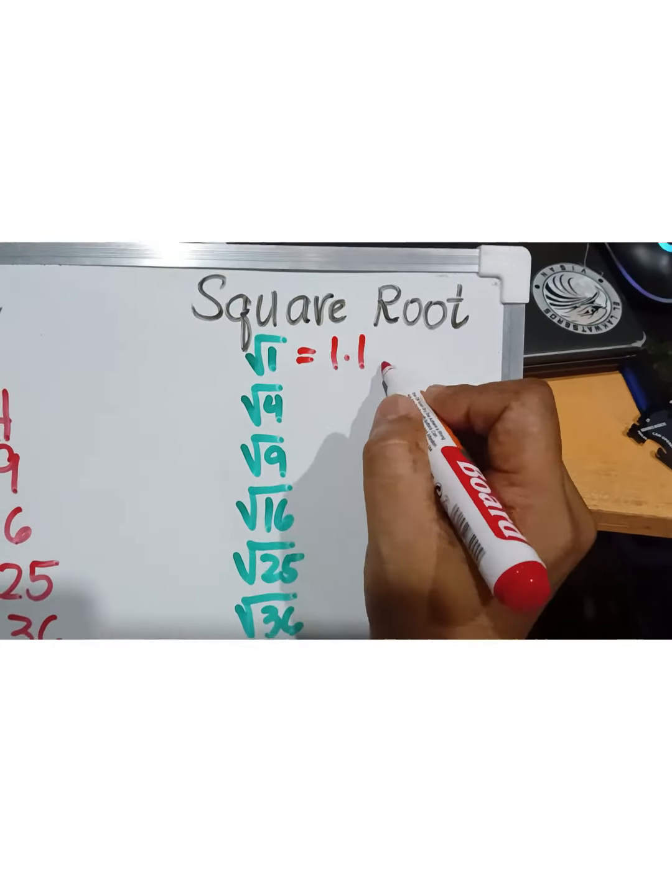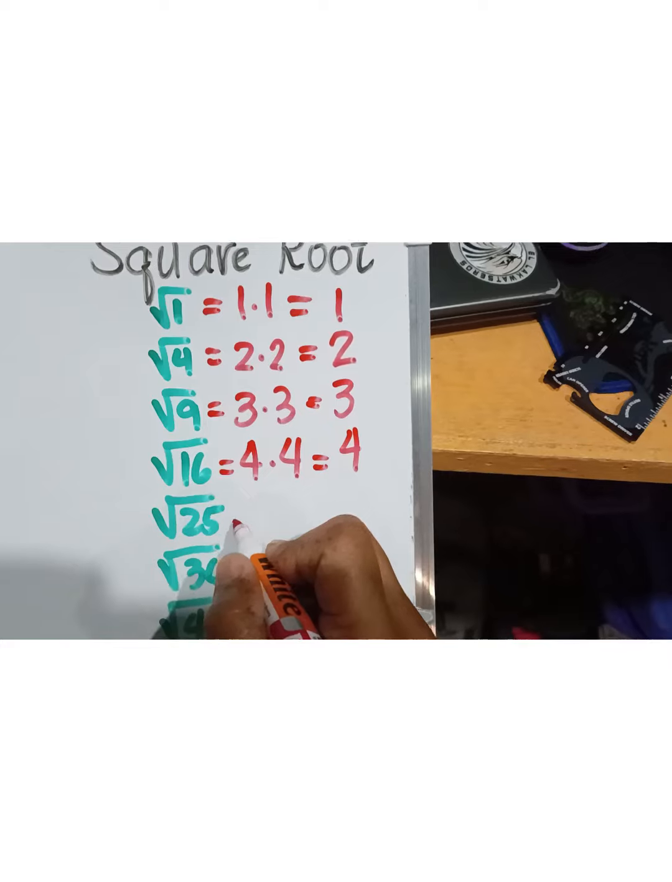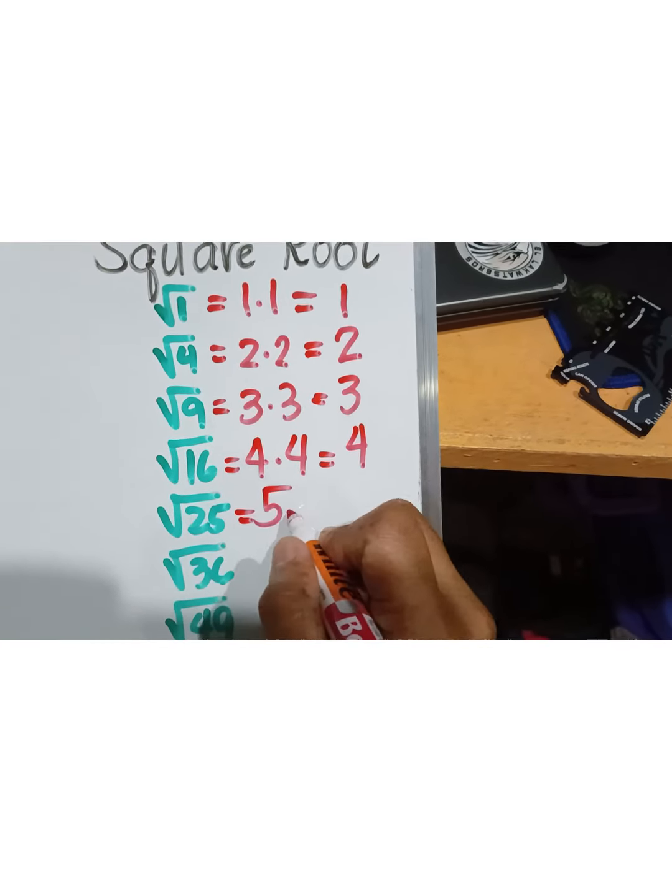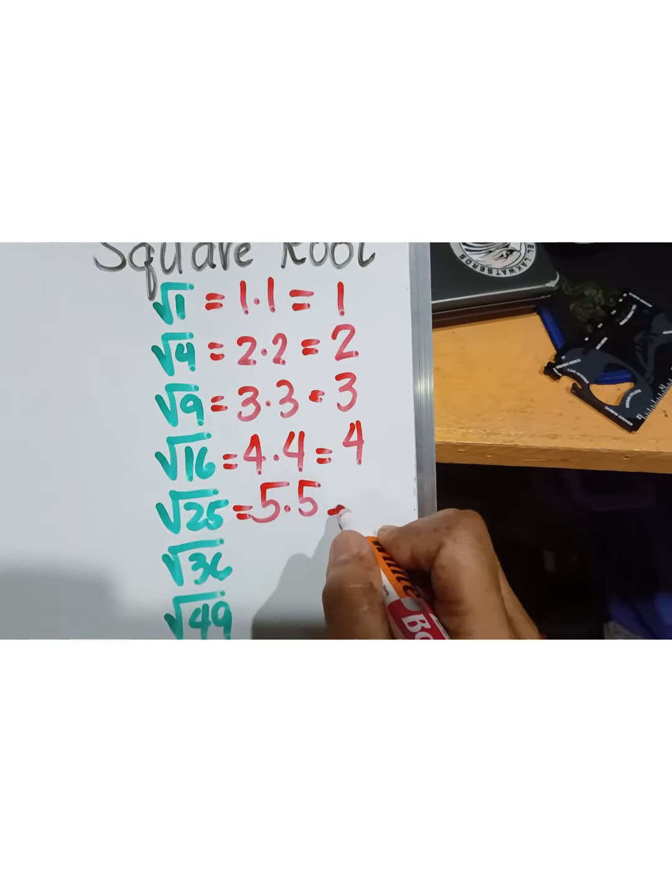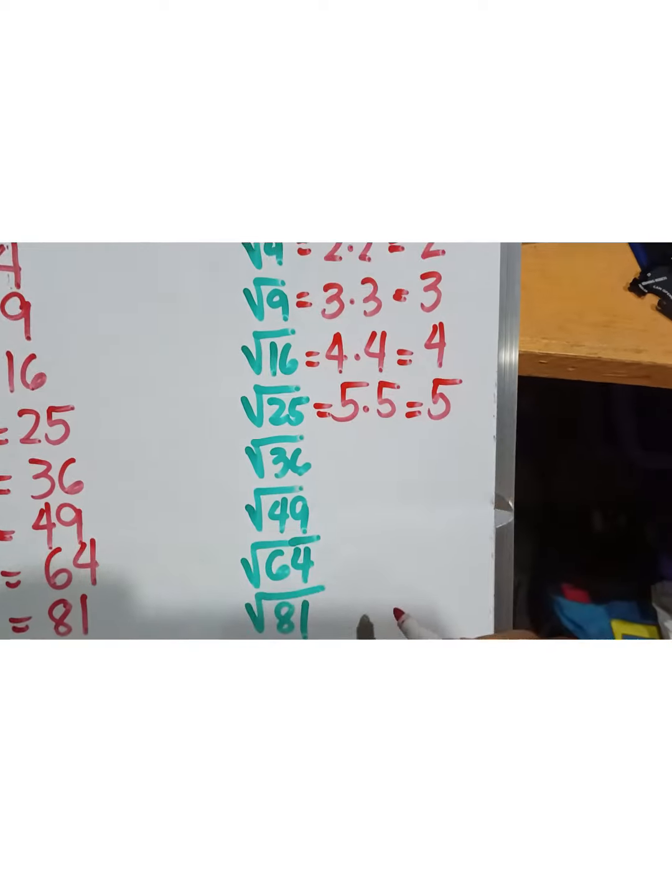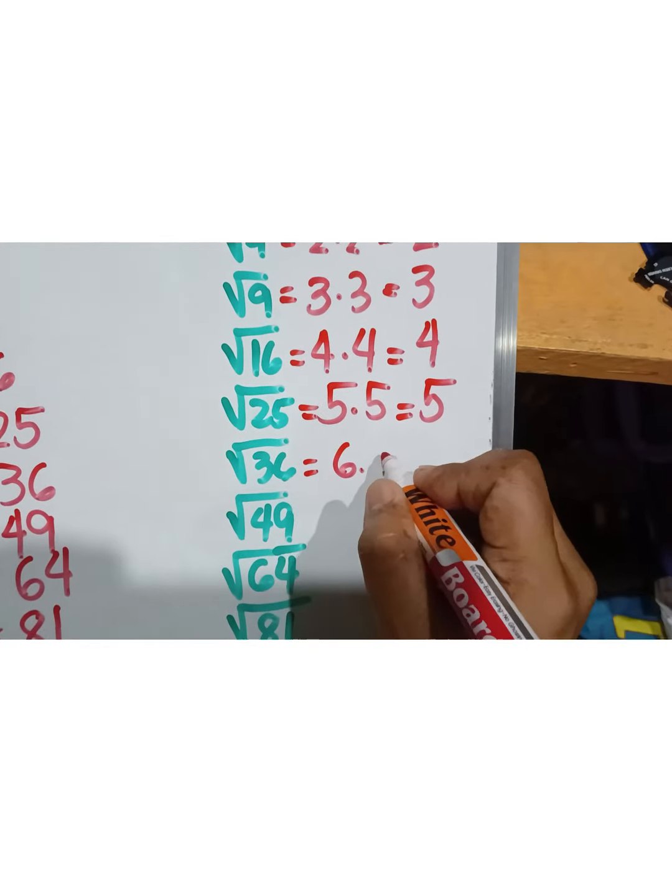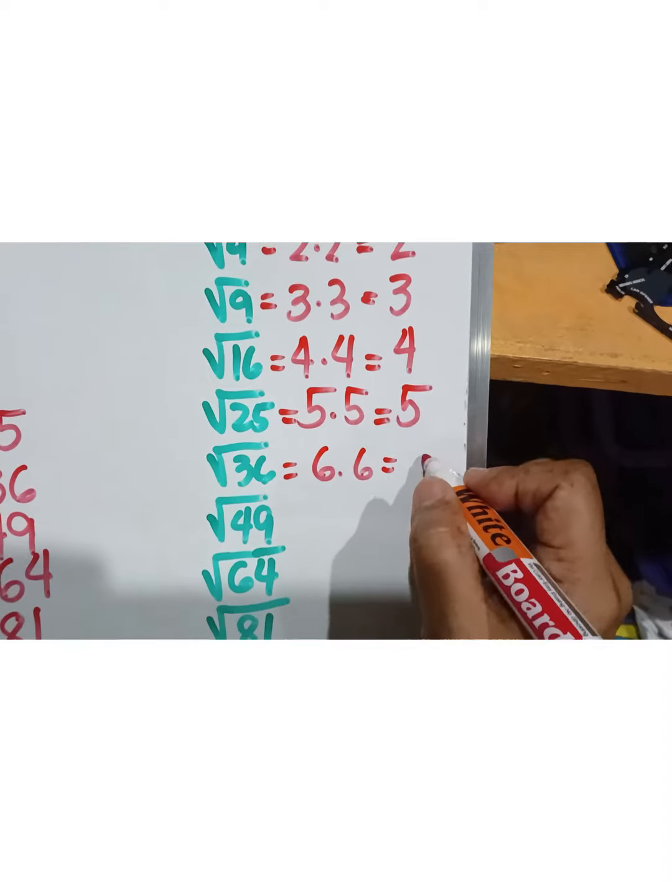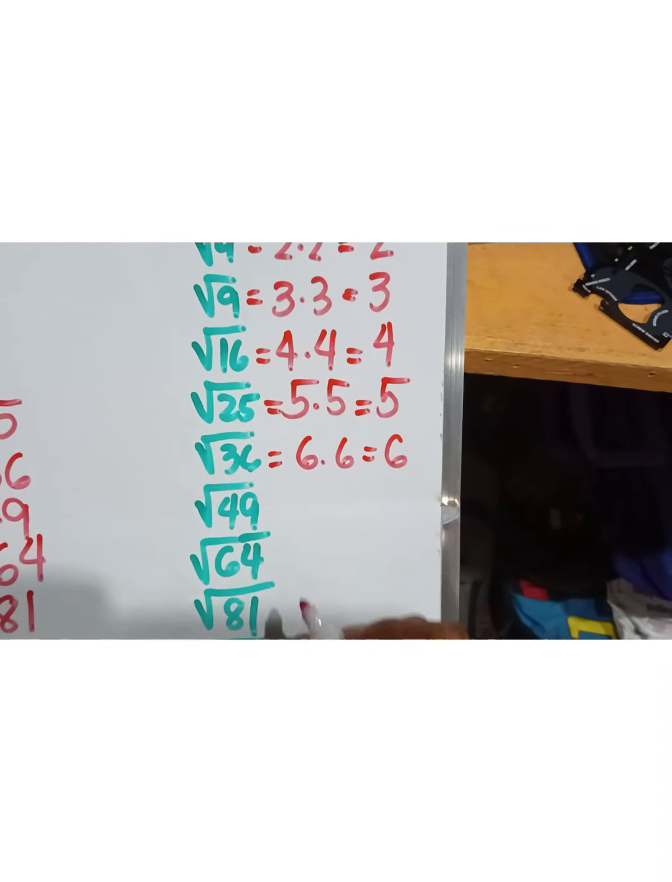Square root of 9, we have 3 and 3 as its root, so we have 3. Square root of 16, 4 and 4, so we have 4 as its root. Square root of 25, we have 5 and 5, so the root is 5. Square root of 36, we have 6 and 6, so we have 6 as its root.